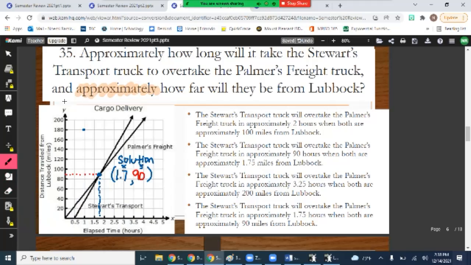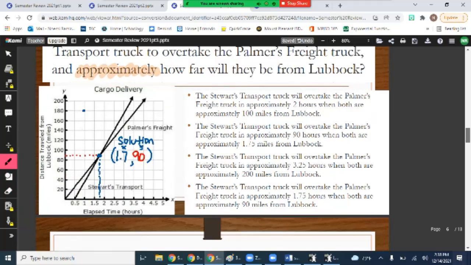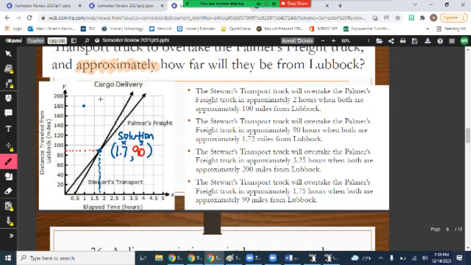Doesn't matter if we're talking about systems of equations. Anytime you have a graph that has titles on it, they're going to ask you about the units. They're going to ask you what it's referring to. 1.7 is described in what unit? Hours. 1.7 is described in hours. And 90 is described in miles.